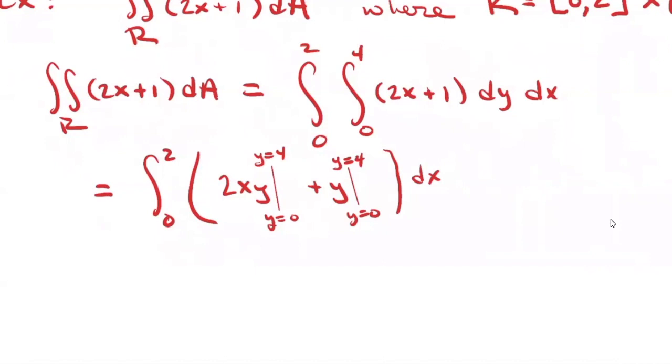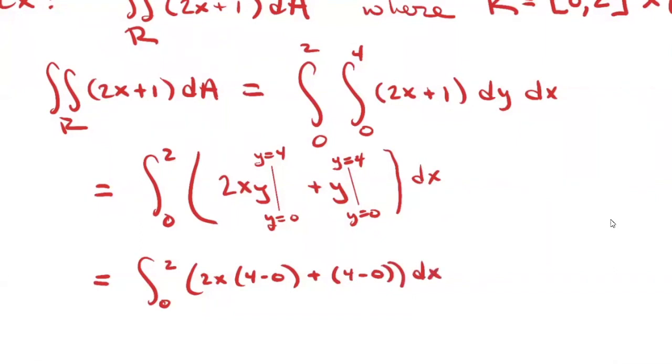Okay. So it's just a y, so I might do a 4 minus a 0. This is usually how I would work it. I've got the integral from 0 to 2. There's a 2x, and then y goes from 0 to 4, so I'll just do a 4 minus 0 there. And then plus y, that'll just be a 4 minus another 0. Okay, that's the x. So I think we've got 8x plus 4.